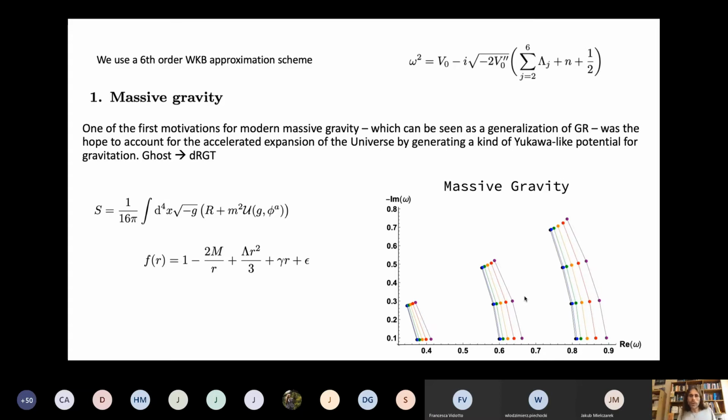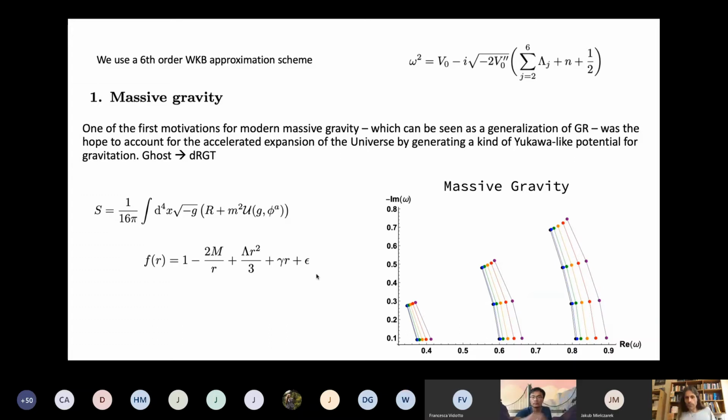And this theory also exhibits some interesting holographic properties. So basically, the action is the one written here, where U is potential, and this leads to a metric defined by the function given below, where lambda, the cosmological constant, gamma, and epsilon are not completely free. Those parameters are related, of course, with the mass of the gravitons.